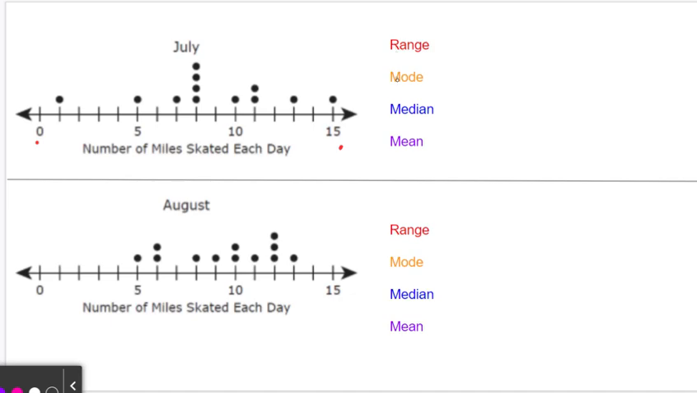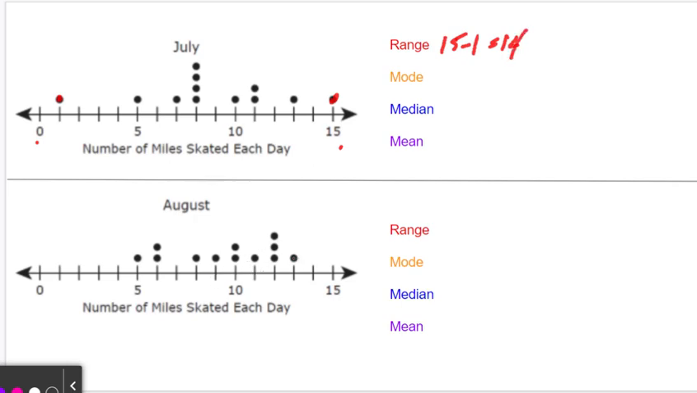For range, we're going to take the highest dot minus the lowest dot. In July, we have 15, and let's find the increments here: 0, 1, 2, 3, 4, 5. These are by ones. So this is 1, and this is 15. We're going to do 15 minus 1, and that gives us 14. For August, we'll do the same thing.